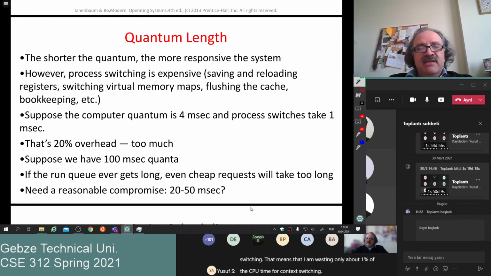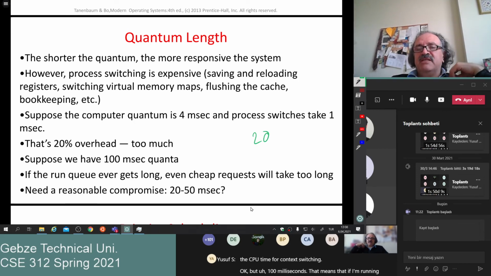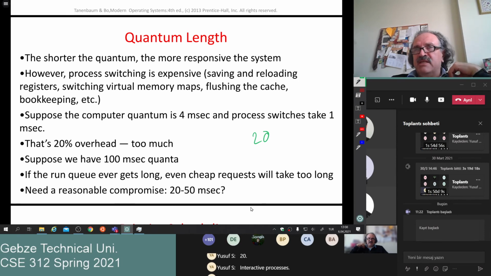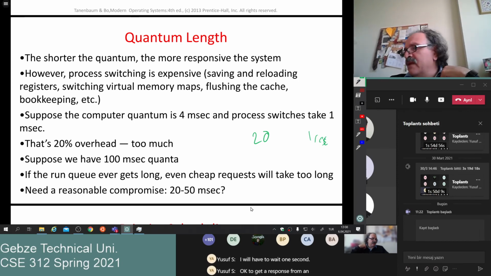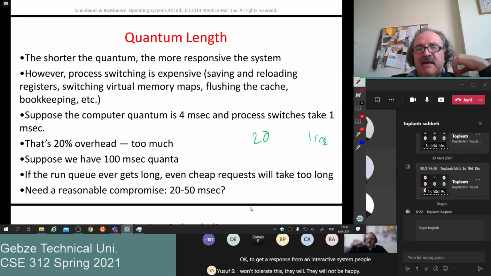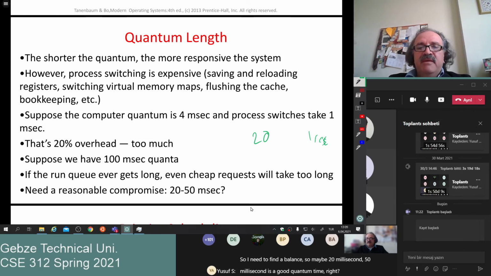But with 100 milliseconds, if I am running 20 interactive processes and I use 100 milliseconds for each process, on the average I will have to wait 1 second to get a response from an interactive system. People won't tolerate this. They will not be happy. So I need to find a balance. So maybe 20 or 50 milliseconds is a good quantum time.